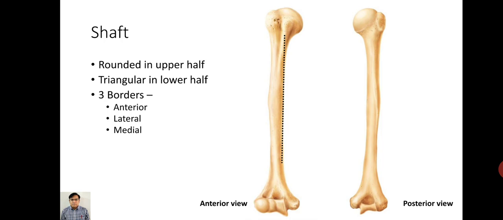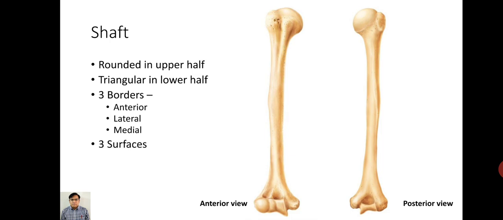This is medial border which passes through the medial lip of intertubercular sulcus and continues downward as medial supracondylar ridge, and in the middle of this medial border there is a rough impression for insertion of coracobrachialis.